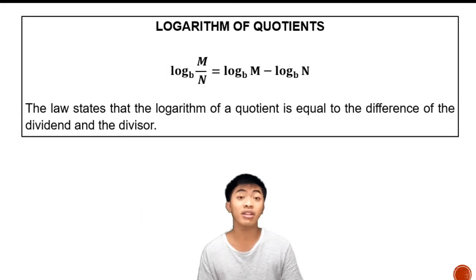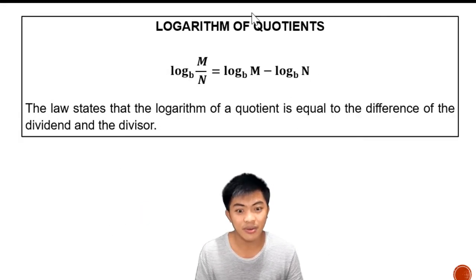We have here the logarithm of a quotient. Now, quotient, that calls for a fraction. And this law states that the logarithm of a quotient is equal to the difference of the logarithms of the dividend and the divisor. We get the number on top, that is the dividend, and that will be the argument of the first log. We get the divisor, and then that will be the argument of the second log. You see, if that's a fraction, then that is subtraction.